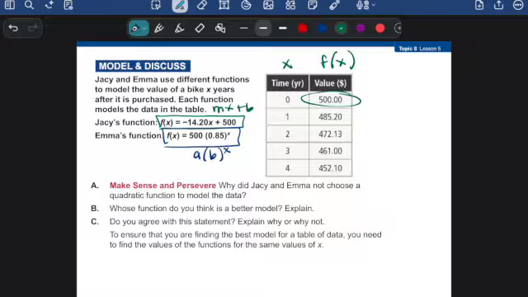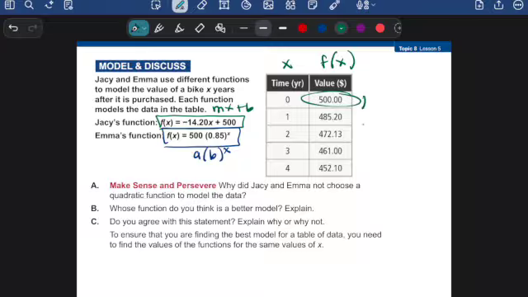For JC, if it's linear, then it's decreasing by $14.20 every year. For Emma, since it's exponential, that means it's multiplying, or it's decreasing by a percentage every year. And so then it's losing 15% since it's being multiplied by 85% over and over again. So this is exponential decay, losing 15% of the value. Who is more correct?